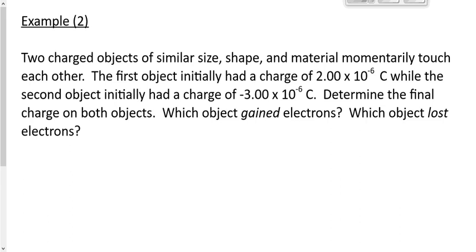We've got two charged objects of similar size, shape, and material. The reason that's important, by the way, is because when you have two things that have similar size, similar shape, similar material, and you touch them together, then by the law of conservation of charge, they want to balance the charges out. 0 and -5 become -2.5 and -2.5. -3 and -5 both become -4 and -4. Now, if they're not similar size, if one object is way bigger than the other, then it could hold more charge than the smaller object, right?